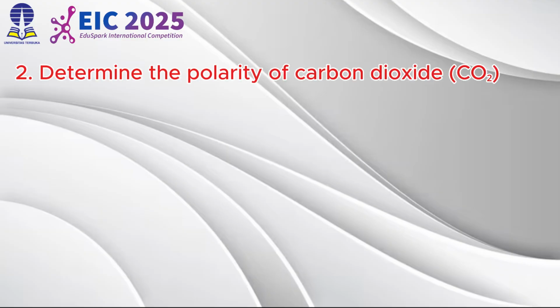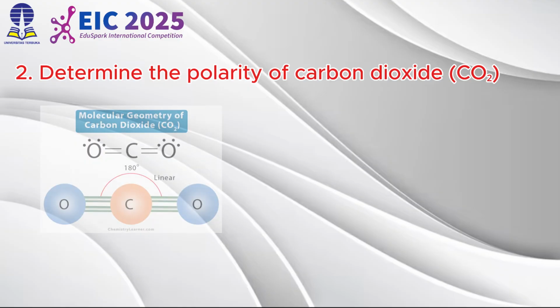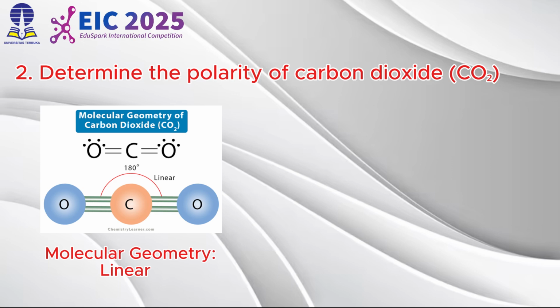Example number 2. Determine the polarity of carbon dioxide. Let's start by drawing the carbon dioxide molecule. Since the molecule has only two bonding electron pairs without lone pairs, its molecular geometry is linear. From the structure, there's one type of double covalent bond between carbon and oxygen.